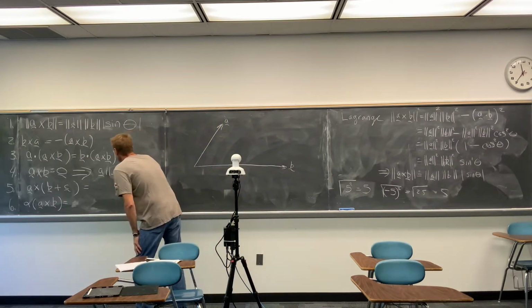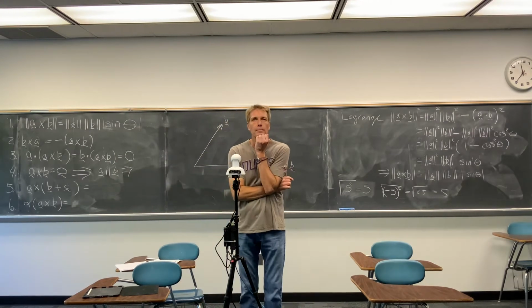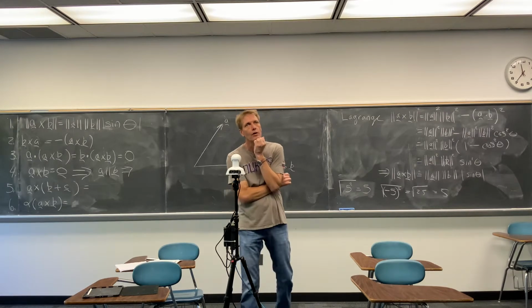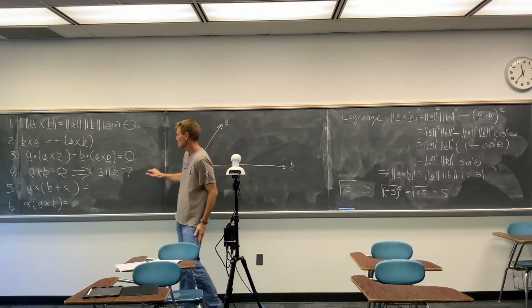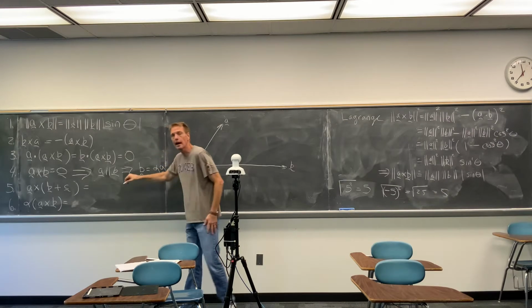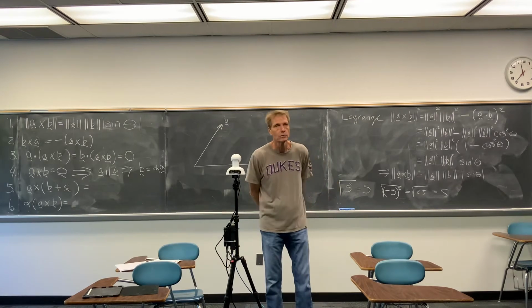Which implies, now here we get ready for what's the definition of two vectors being parallel? What's our definition that the vector A is parallel to B or B is parallel to A? You can multiply a scalar times one of them to get the other one. Very good. That B is equal to alpha A or A is equal to alpha B.